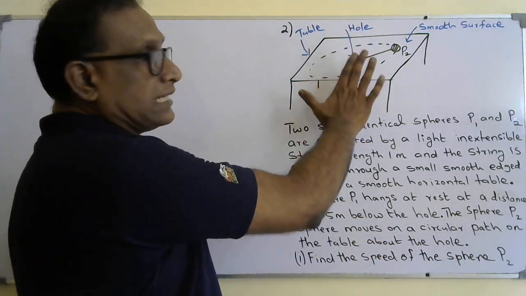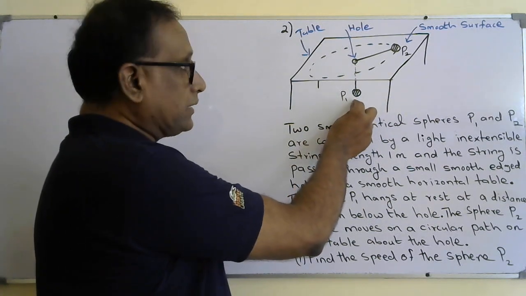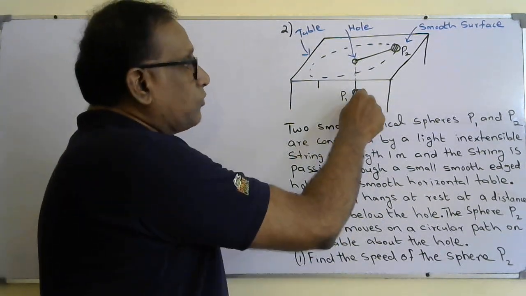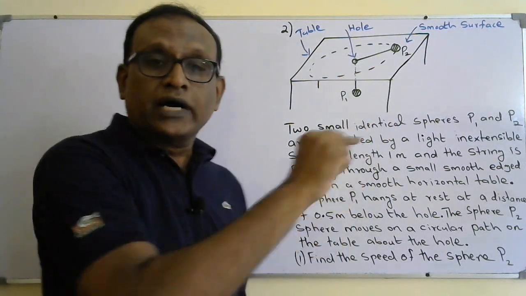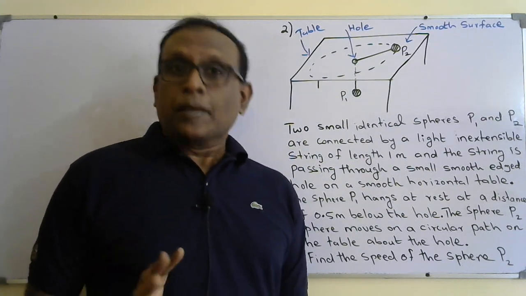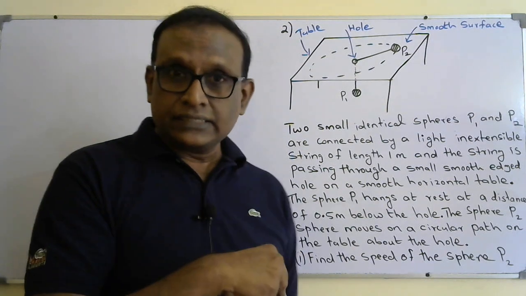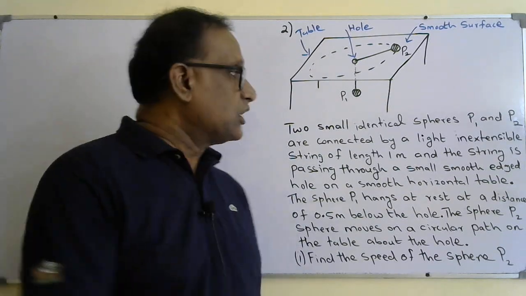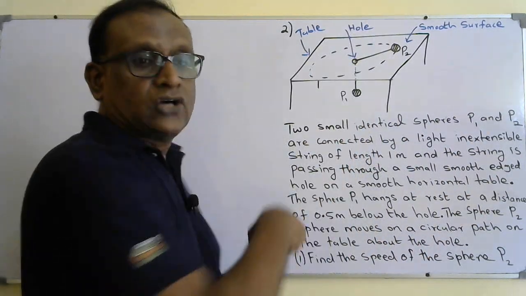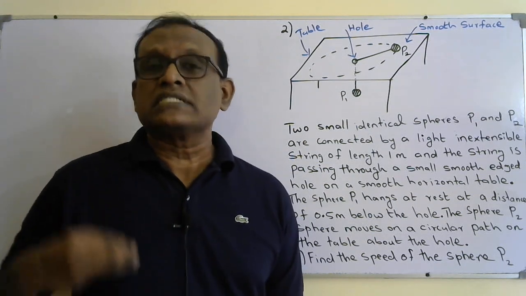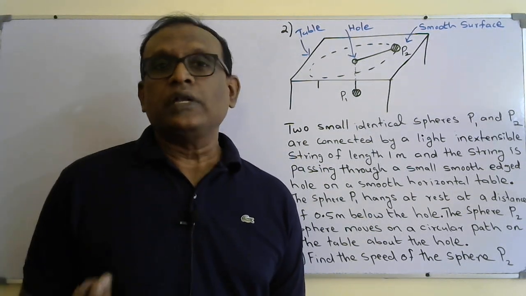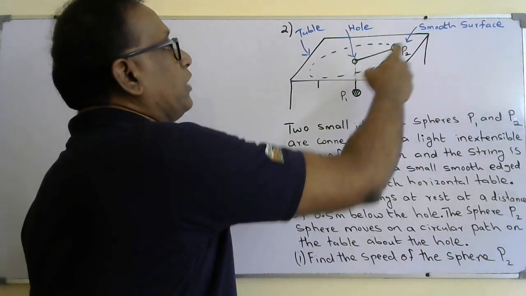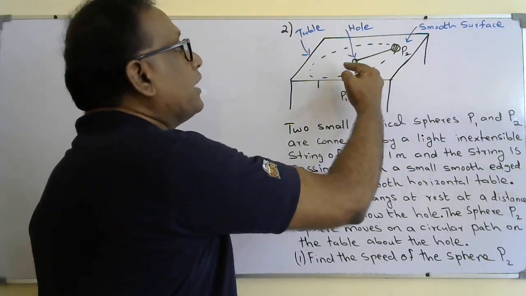If you keep it like this, due to the weight of P1, it will move down because it's a smooth surface, there is no friction. When P1 moves, P2 will move towards the hole, but that won't happen here because P2 is moving on a circular path. By keeping P1 fixed at a particular depth from the hole, which is 0.5 meters, P2 is allowed to move on a circular path. Due to the centrifugal effect, P2 will have the tendency of moving away from the center, so P2 will move on a circular path without moving towards the hole.